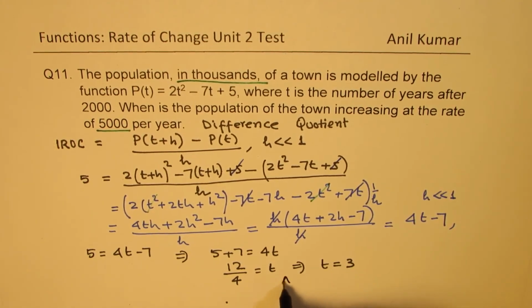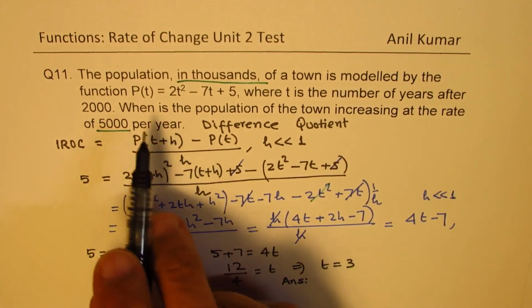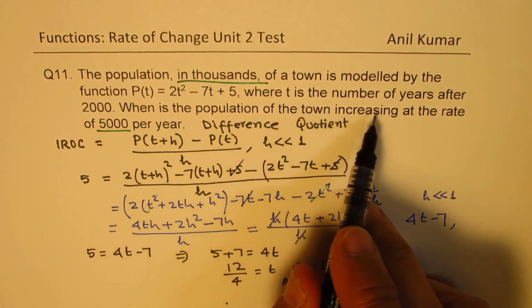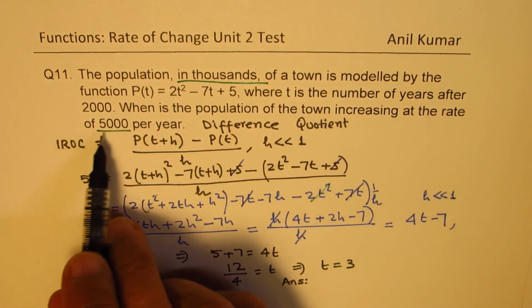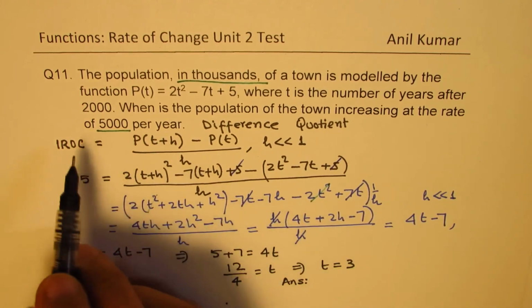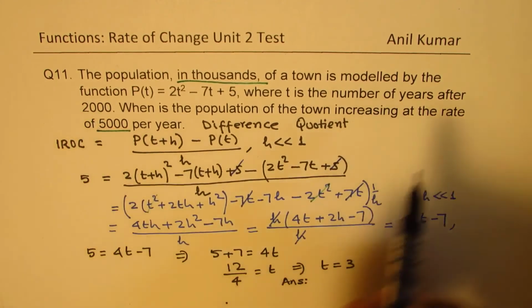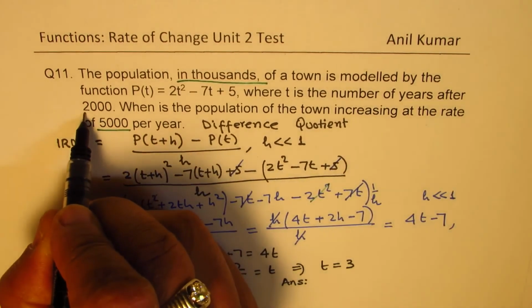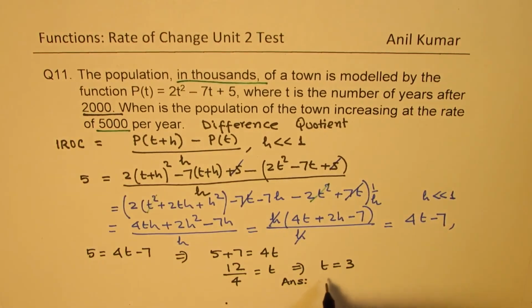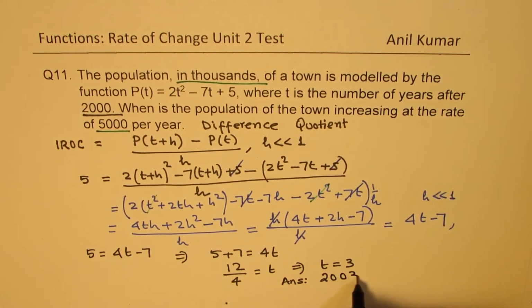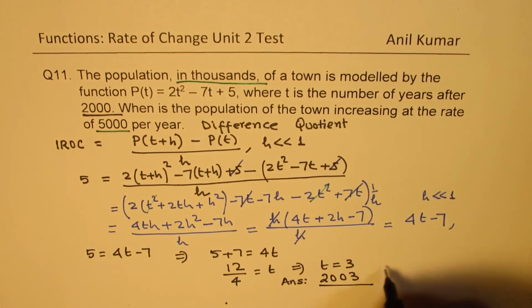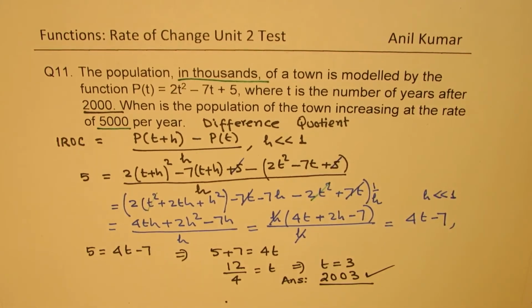So the answer here is, where is the population of the town increasing at the rate of 5,000 per year? So you started at 2000, right? So t equals 0 is at 2000. So the answer will be in 2003. That will be correct. Is that clear to you? So that is how we can solve such a question. I hope that makes sense.